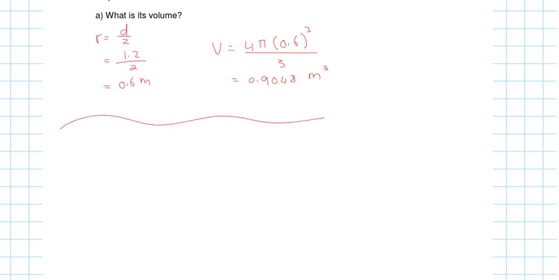you have a spherical ball that has a volume of, what do we want to make it? 234 centimeter cubed. Find the radius.